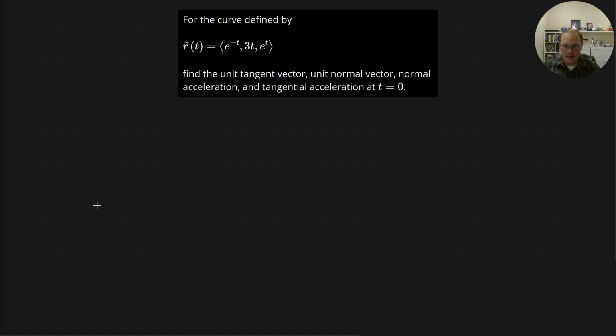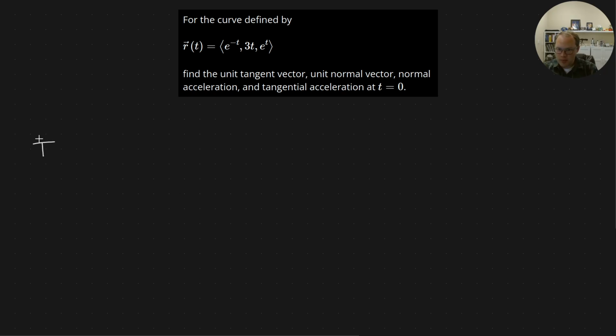Let's take a look at an example. For this problem, we have some curve with this parameterization. This curve represents the position function for some particle or object, okay? And they want us to find quite a bit. They want us to find the unit tangent vector, the unit normal vector, the normal acceleration, and the tangential acceleration at a particular moment in time. So let's make sure we understand all those pieces and how we're going to find them.